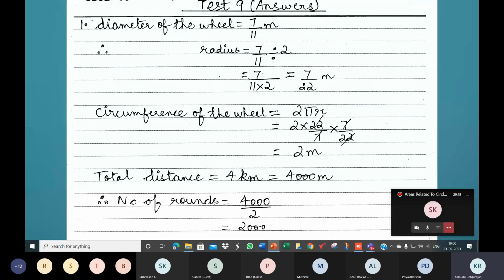So we need to find the circumference of the wheel. The circumference is the distance covered in one revolution. The total distance that is to be covered is 4 kilometers or 4,000 meters. So the number of rounds will be the total distance by the distance covered in one revolution.